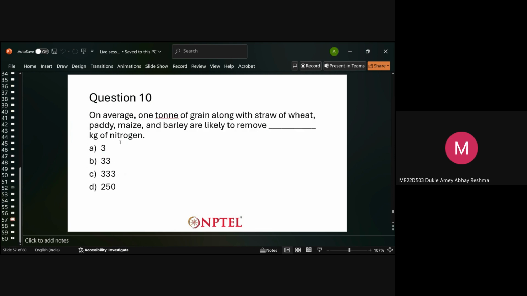Then again, it's a repeat question, and this is the last question. On an average, 1 ton of grain along with straw of wheat, paddy, maize, and barley are likely to remove dash kg of nitrogen. The answer is 33 kg.